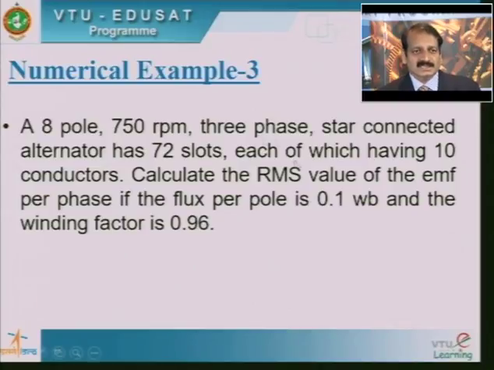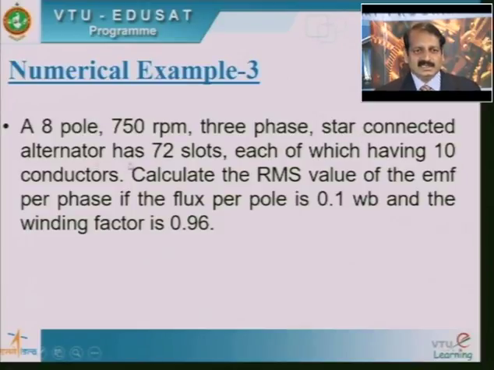Now let us consider a numerical example. We have an 8 pole, 750 RPM, 3 phase star connected alternator. Star connected means we have 3 windings, and similar ends of the 3 windings are connected together to form a star point. So in turn we will have 4 terminals coming out of the alternator, R, Y, B and N, where N stands for neutral, where similar ends of the 3 windings are connected. That is what is meant by star connection.